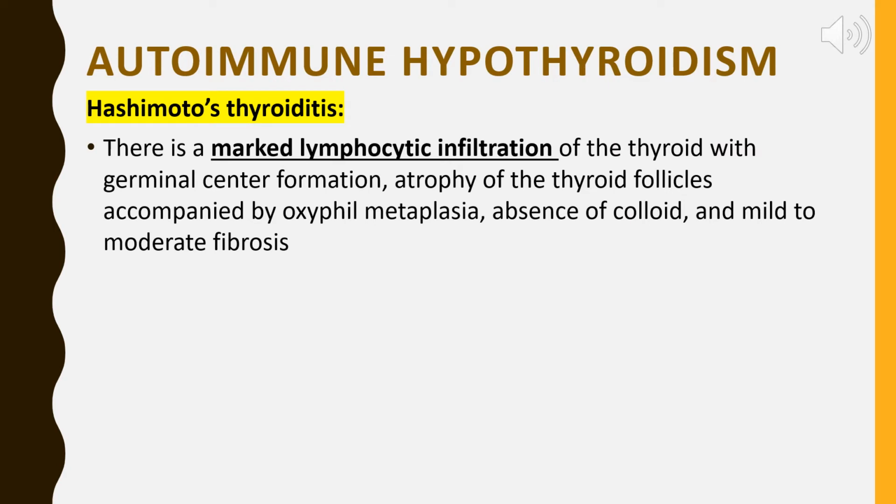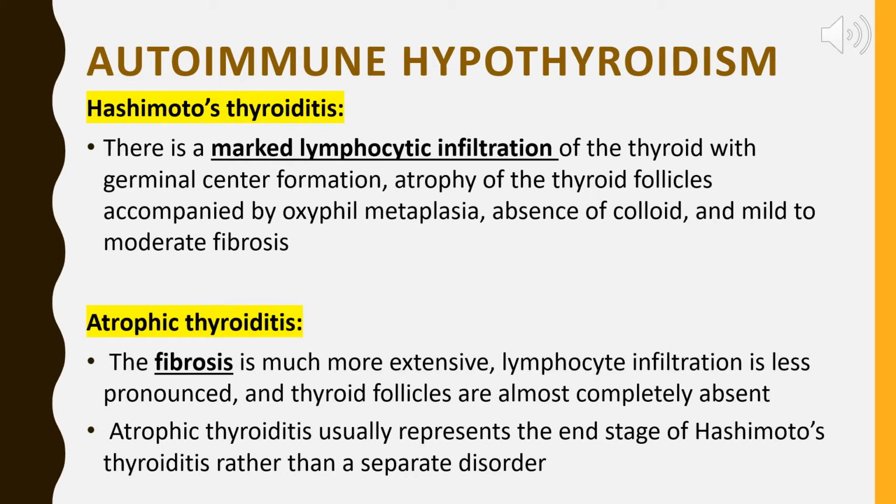In Hashimoto's thyroiditis, there is a marked lymphocytic infiltration of the thyroid with germinal center formation, atrophy of the thyroid follicles accompanied by oxyphil metaplasia, absence of colloid, and mild to moderate fibrosis. While in atrophic thyroiditis, the fibrosis is much more extensive, lymphocyte infiltration is less pronounced, and the thyroid follicles are almost completely absent. Atrophic thyroiditis usually represents the end stage of Hashimoto's thyroiditis rather than a separate disorder.